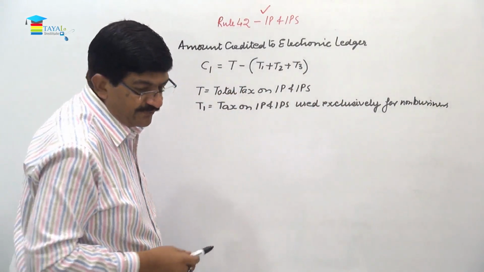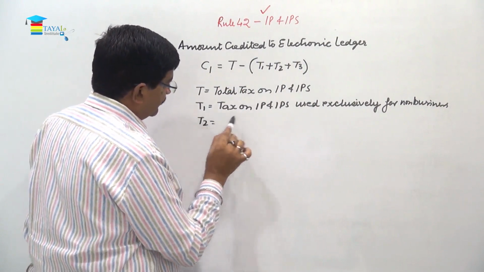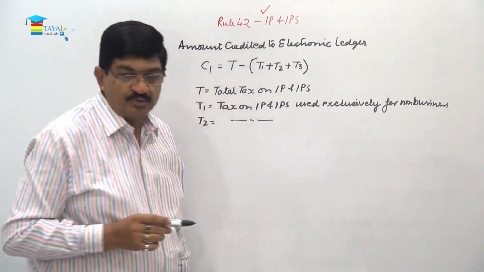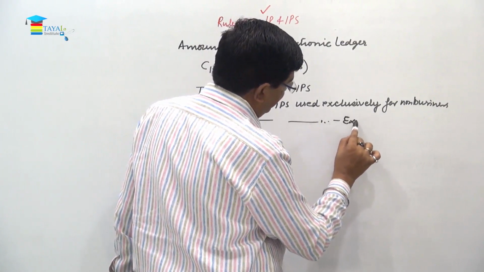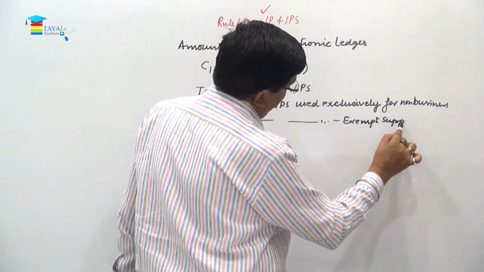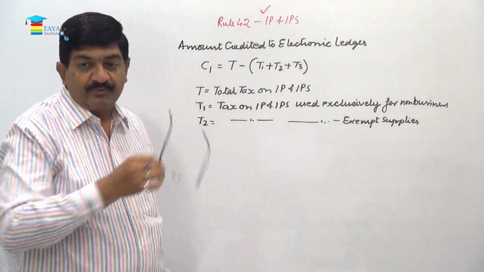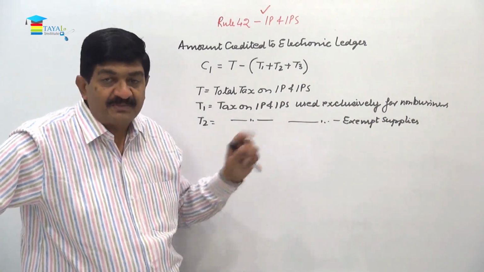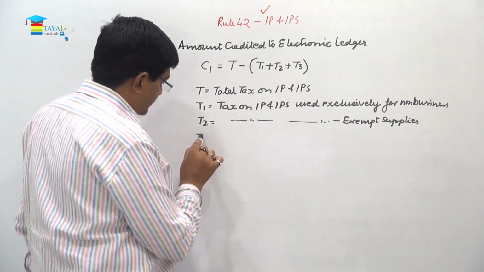Used exclusively for non-business purposes. T2, this is again tax paid or tax on input and input services used exclusively for exempt supplies. Right? So now you understand that credit is not available for the input and input services which are used for non-business purposes. It is not available for the exempt supplies. Right? Then we have T3.